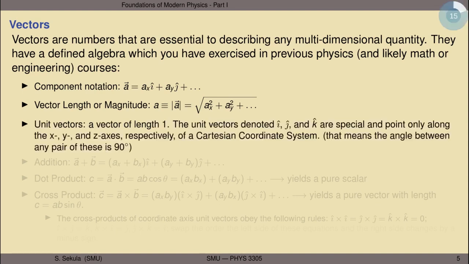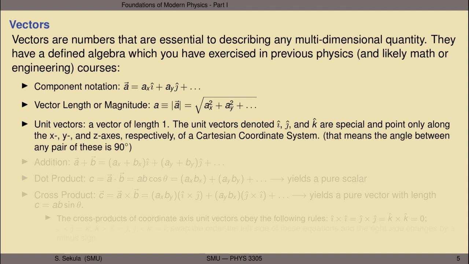Then there are unit vectors. This is a subspecies of vector, and they're special because they are vectors whose length is always exactly 1 in whatever unit system you choose to use. Unit vectors are denoted with that little triangular hat symbol. So for instance, i hat, j hat, and k hat, as they would be denoted in spoken terms, are special, and they're unit vectors that point only along the x, y, and z axes, respectively, of a Cartesian coordinate system.